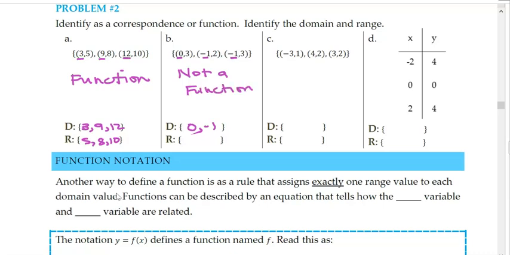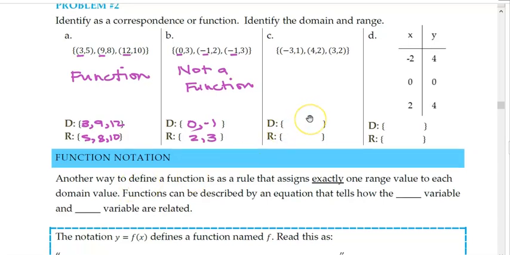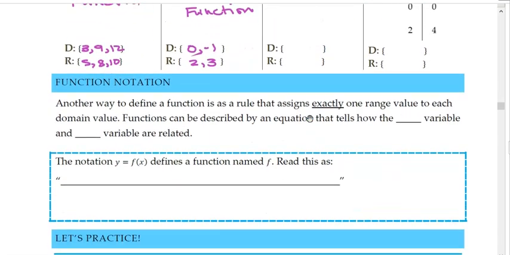Okay. But we do want to list our range there as well. So our range, we have 3 and 2, right? 3 is repeated. It doesn't matter that 3 is repeated. That's not what's making it not a function. It's that the x value is repeated. So we've got 2 and 3 in our range. All right, and I'll leave those other two for you to work on your own to see if you can figure those out.